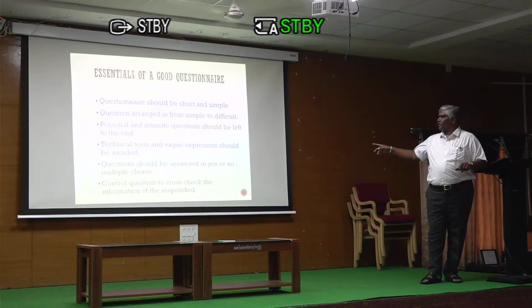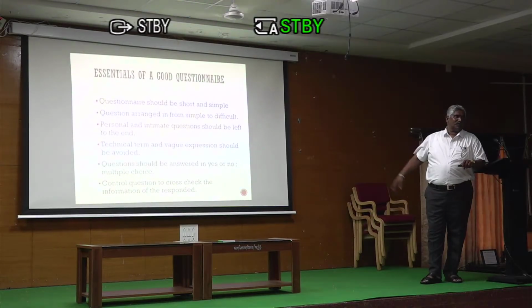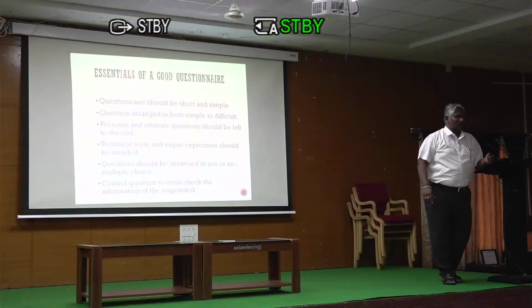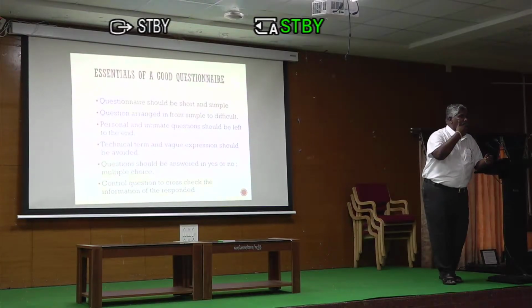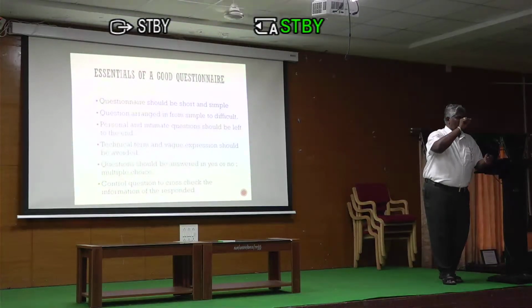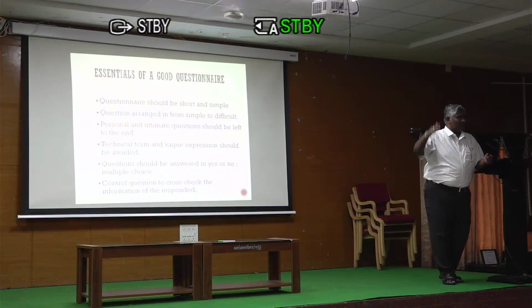Control questions to cross-check the information of the respondents. Cross-checking of the information: certain questions I am asking you, certain times I will cross-question you. Now if there are 50 questions, among numbers 1 to 5 there will be one such question, among 15 to 20 another, among 35 to 40 another, and among 45 to 50 another.